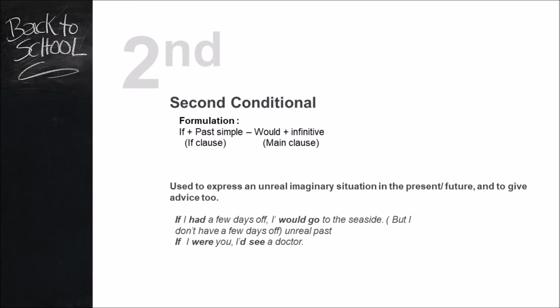It's unreal. One more time. If plus past simple, if I had, past simple, to form the if clause, while for the main clause we have would plus infinitive, in this case go: I would go to the seaside. Or, if I were you, I would see a doctor. If I were you is in past simple, I would see a doctor: would plus infinitive, the verb see.